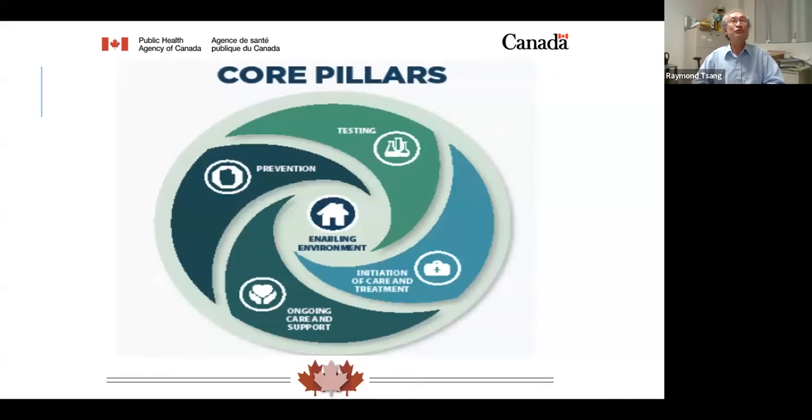This diagram shows the 5 core pillars of this pan-Canadian framework on STBBI. And you can see on the outer ring, on top is testing, then you have initiation of care and treatment, ongoing care and support, and prevention. And in the middle of this diagram is the 5th pillar, which is creating an enabling environment that will allow the 4 other pillars to be implemented more successfully.